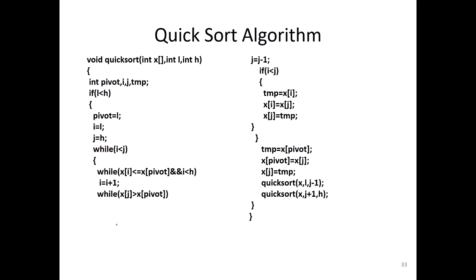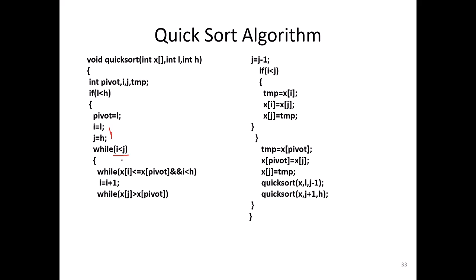We need to continue to increment the i value or decrement the j value while i is less than j only. If i is less than j, we can continue with that. Initially i is less than j only, so i will be 0 and h will be n minus 1, that is stored here only.